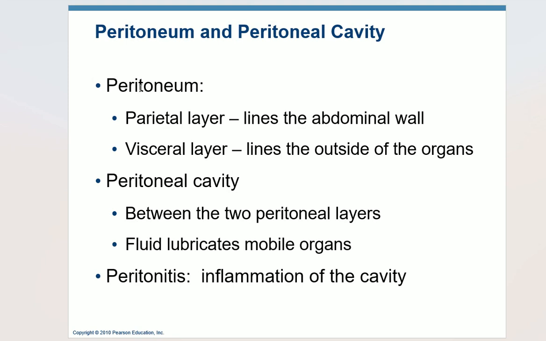Between those two layers is a space, or a cavity, if you will, that we call the peritoneal cavity, and it contains fluid that lubricates the organs and prevents them from sticking together. So if that cavity becomes inflamed, it's called peritonitis, and we don't want that to happen, right? So remember, visceral organs, know the difference: parietal, abdominal. So visceral, outside of the organs; parietal, abdominal, as it pertains to the peritoneum.